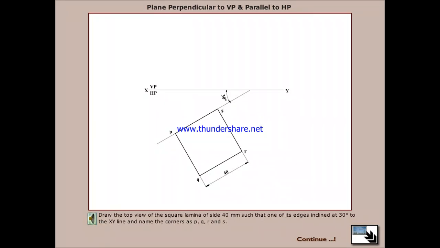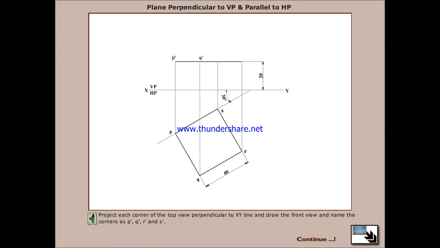Draw the top view of the square lamina of side 40 mm such that one of its edges inclines at 30 degrees to the XY line and name the corners as P, Q, R and S. Project each corner of the top view perpendicular to XY line and draw the front view and name the corners as P', Q', R' and S'.